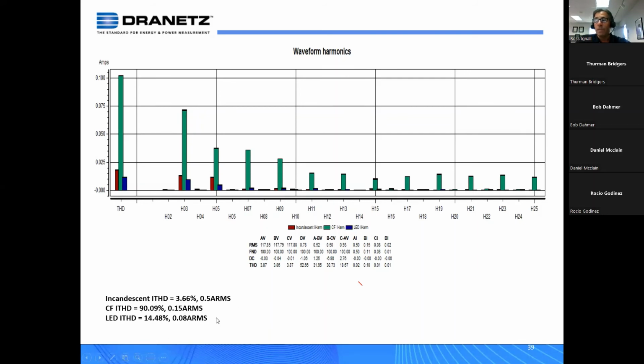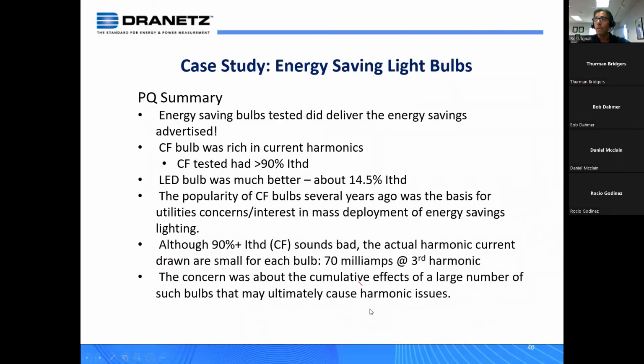When you look at an LED bulb today, and I don't even think you can buy CF bulbs anymore, not in the consumer style, you can see 80 milliamps is not really a big concern. A little higher harmonic content, but not a big impact on the system when you look at the overall current draw. Summarizing, the energy savings bulbs did deliver the energy savings. The CF bulb was rich in harmonics, greater than 90% THD. The LED bulb was much better, but still just a hair below 15%, 14.5% THD.